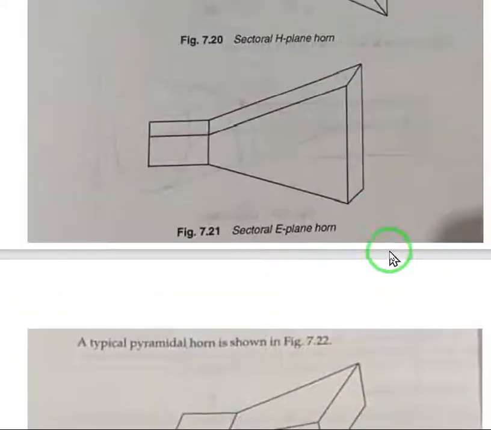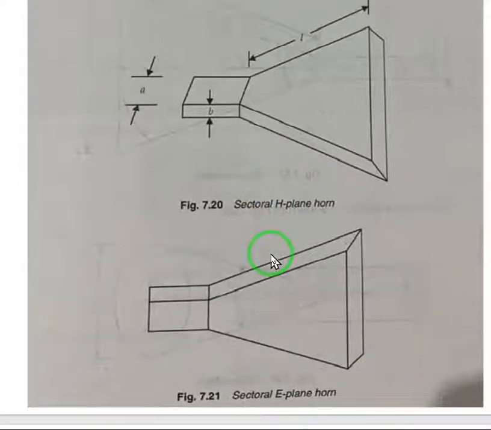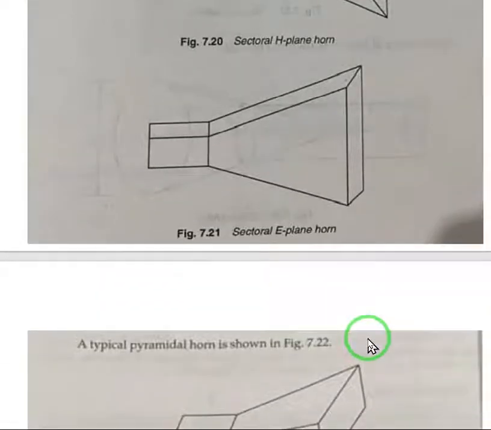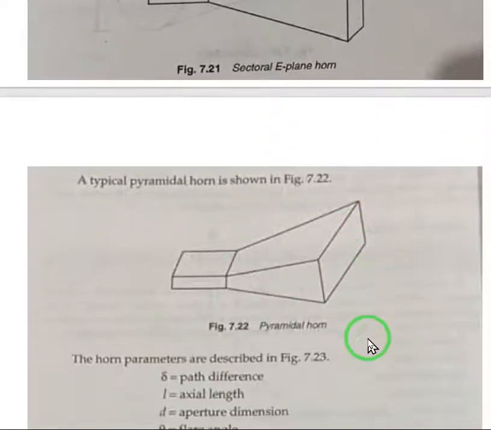As for the sectorial horn, H type and E type: the H plane horn has the radiation parallel to the magnetic field, and the E plane horn has the radiation parallel to the electric field of the signal.